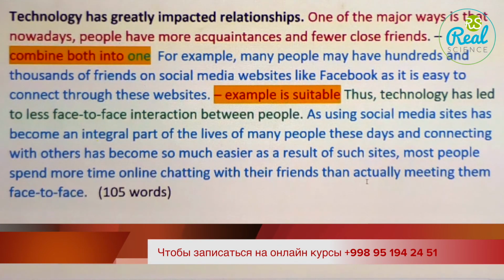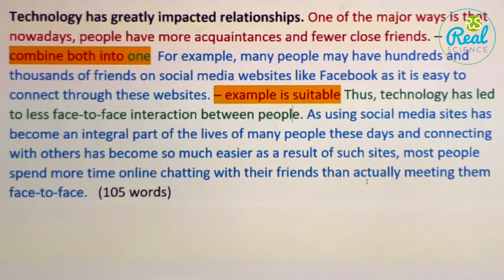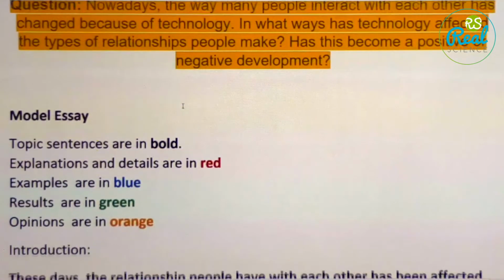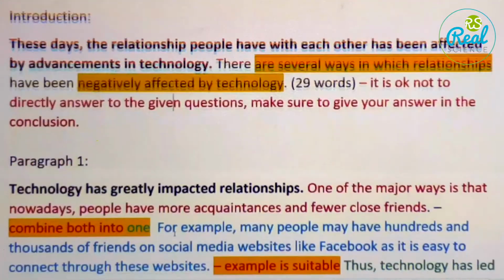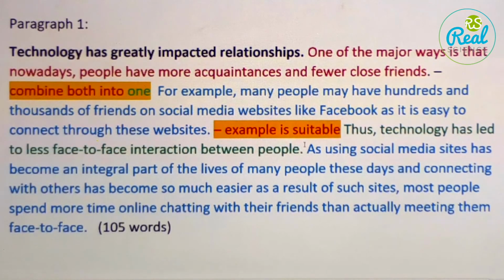Next one, thus technology has led to less face-to-face interaction between people. What does the sentence state? Result. Summary. What's the purpose of the green one? Green is the result. It's stating the result, and that's perfect. You are not just giving the example, but you are completing your example by giving the consequence also, the result.